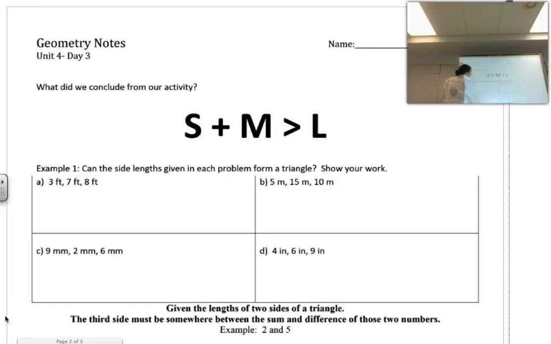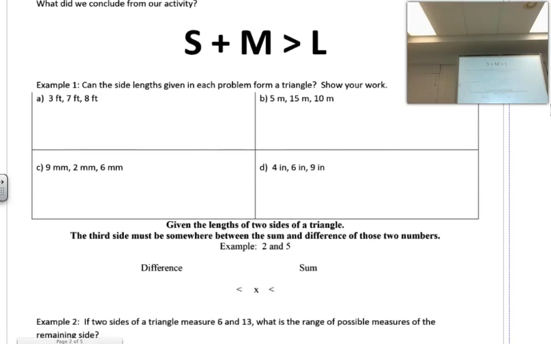Okay, so we learned from the activity that we did in class that the length of the small plus the length of the medium side of the triangle would be greater than the larger side. There's a couple ways that a problem could be worded on the test. The first one would be like this. Can the side lengths given in each problem form a triangle?